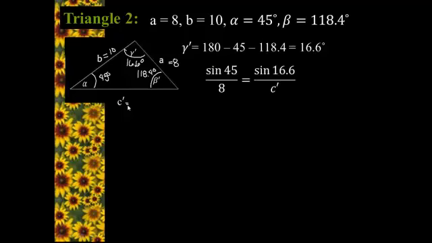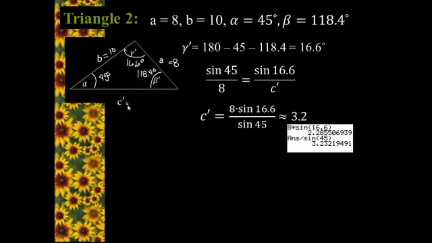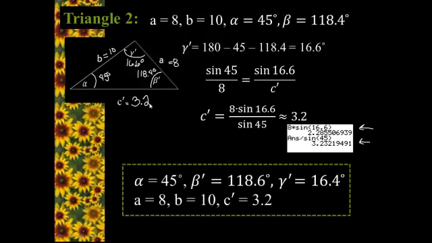Once again, we're going to use the law of sines. We're going to get C by itself. And as you can see from the calculator, there's the top divided by the denominator. We get approximately 3.2. So C is approximately 3.2. And then, of course, here's the answer for that entire triangle.